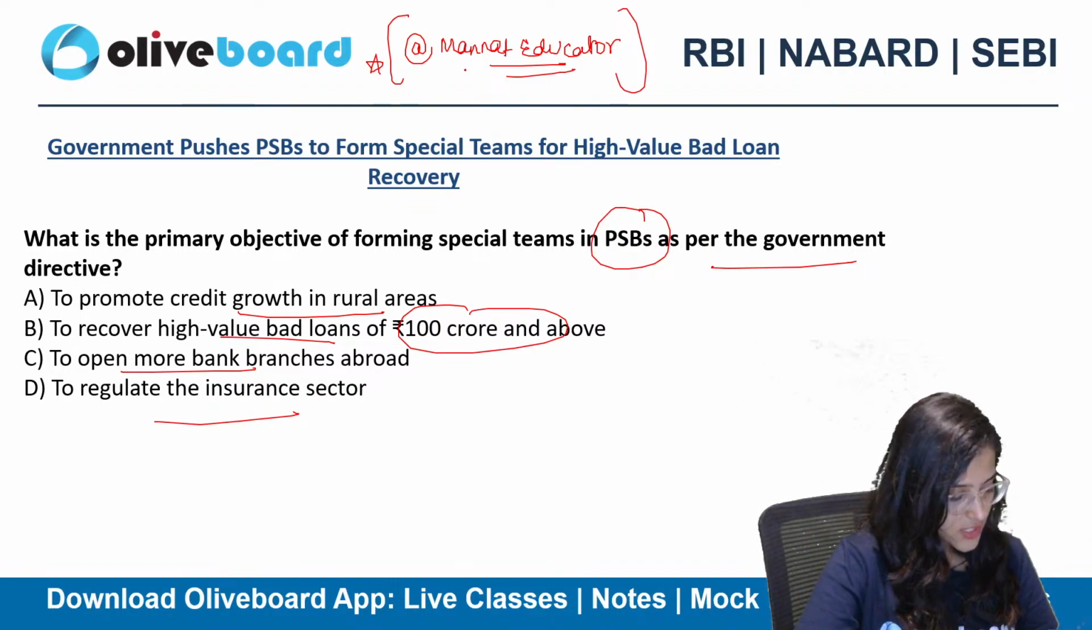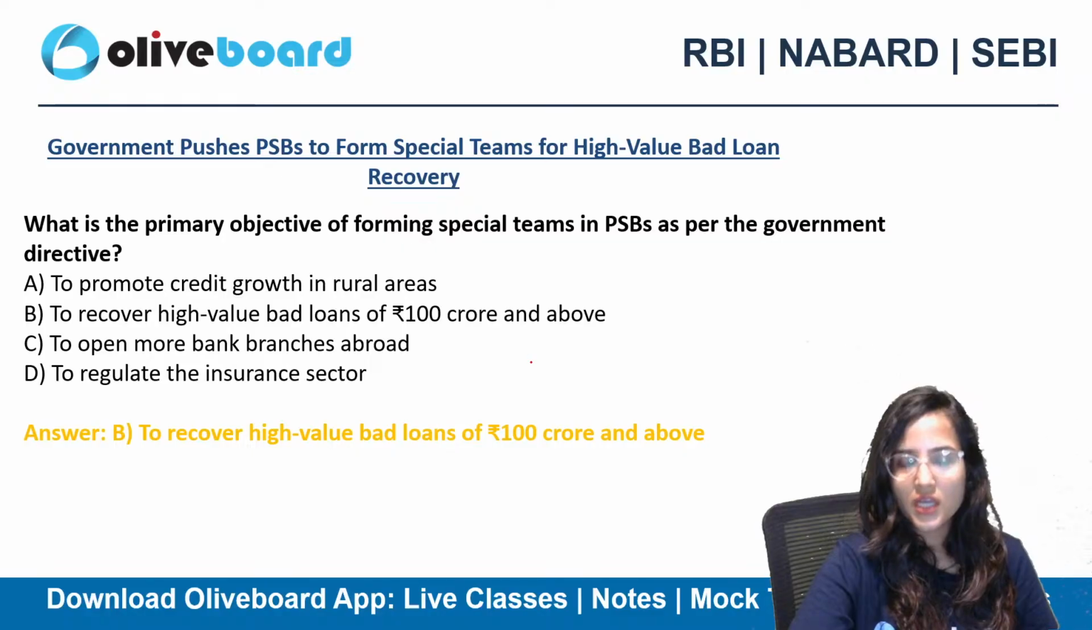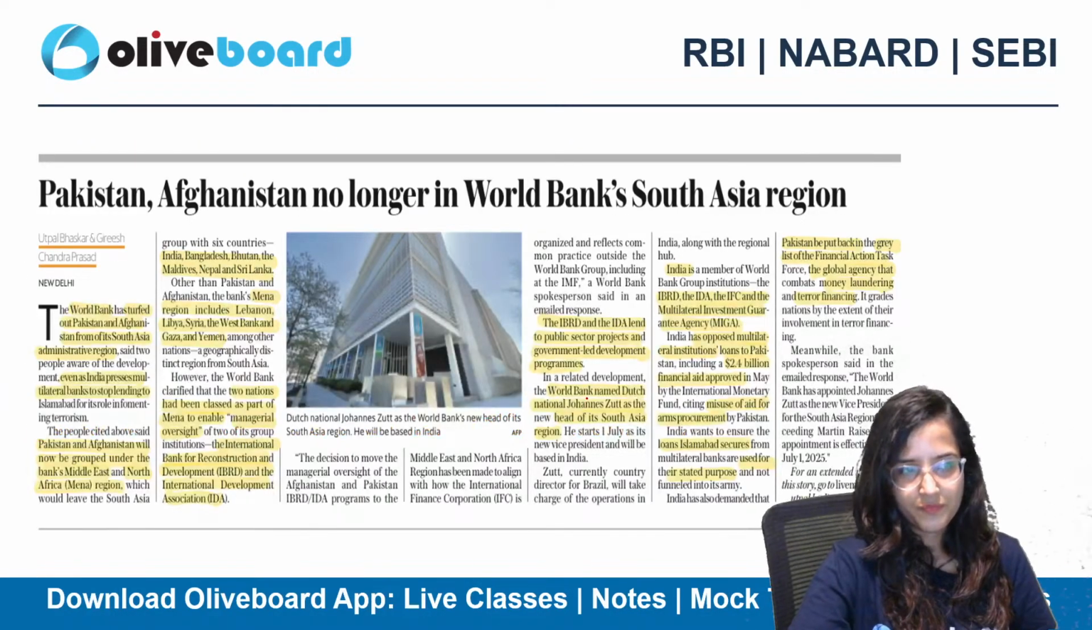Alright, so quickly I want answers from all of you. Rahul, Indraneel, Bhakti, Chetan, Aryan, Parki, all of you are saying B is the correct answer, and that's absolutely correct. To recover high value bad loans of 100 crore and above.